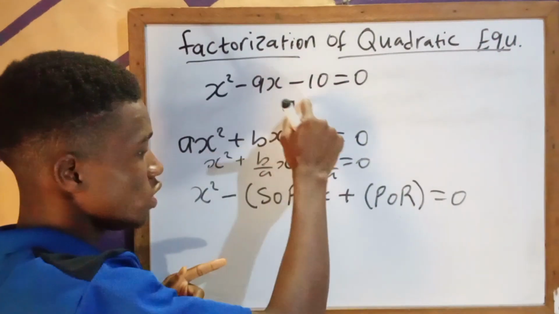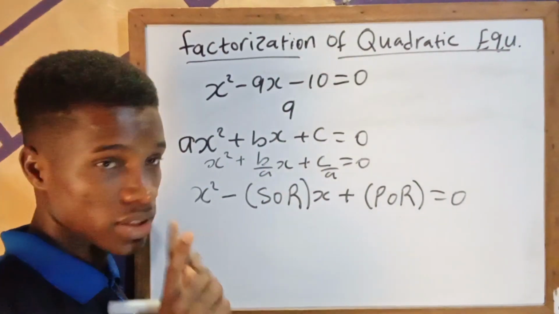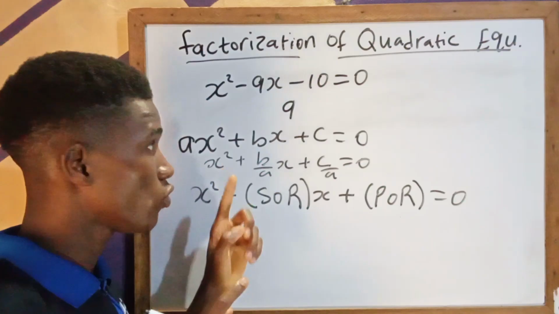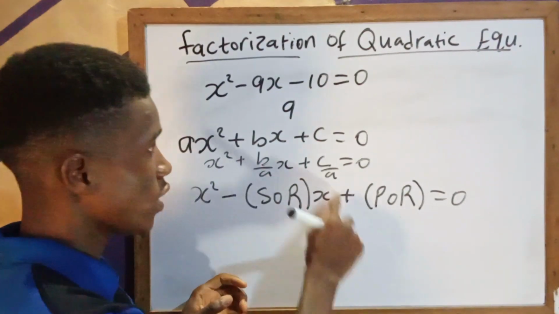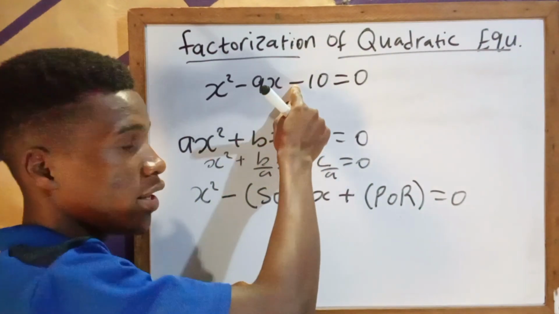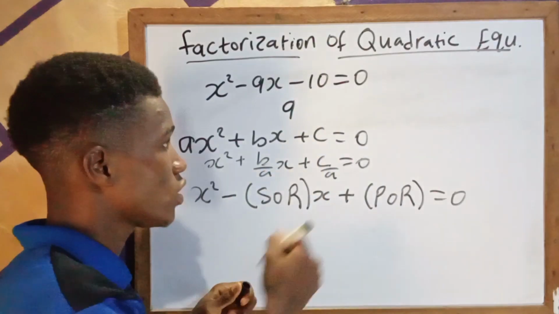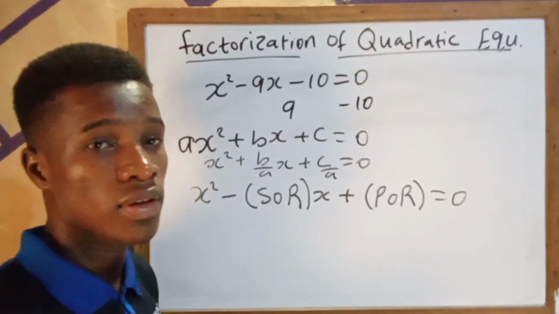Now the product of roots in this case is what? Minus 10, not 10. The product of roots here is minus 10 because this plus sign is plus here, and then there is a minus 10 in the bracket. So the product of roots here is what? Minus 10. Are you following me now?